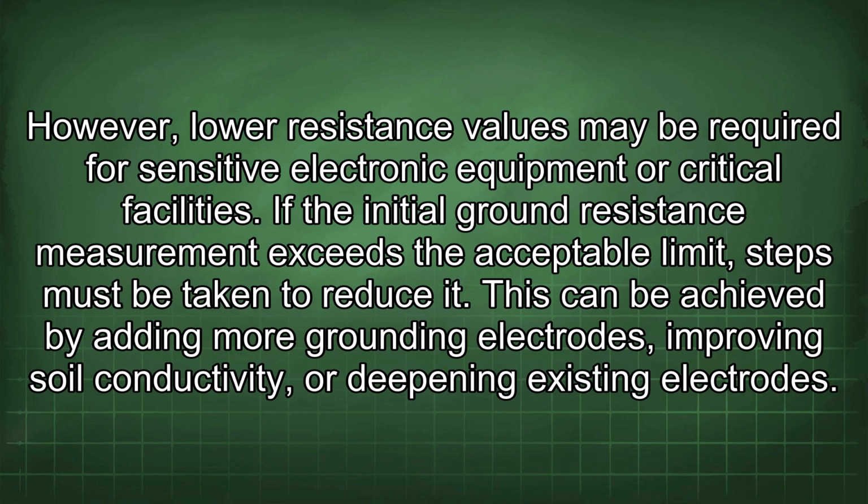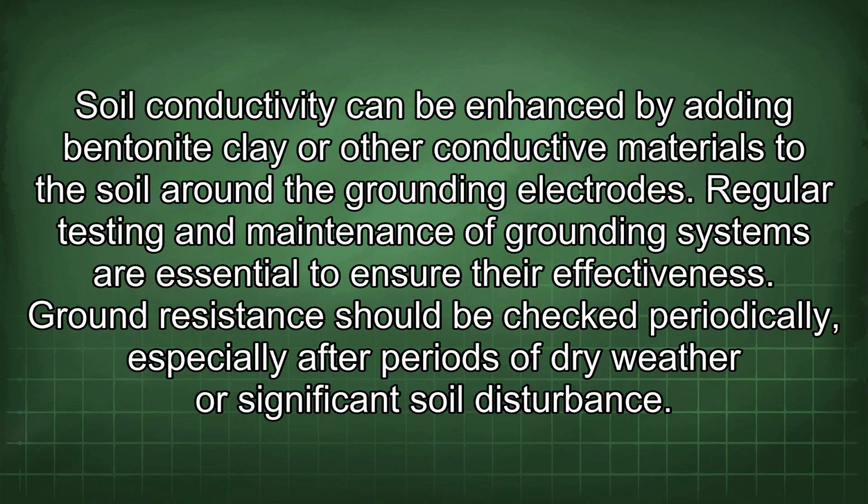If the initial ground resistance measurement exceeds the acceptable limit, steps must be taken to reduce it. This can be achieved by adding more grounding electrodes, improving soil conductivity, or deepening existing electrodes. Soil conductivity can be enhanced by adding bentonite clay or other conductive materials to the soil around the grounding electrodes. Regular testing and maintenance of grounding systems are essential to ensure their effectiveness. Ground resistance should be checked periodically, especially after periods of dry weather or significant soil disturbance.